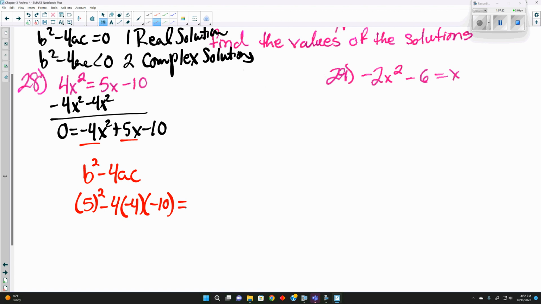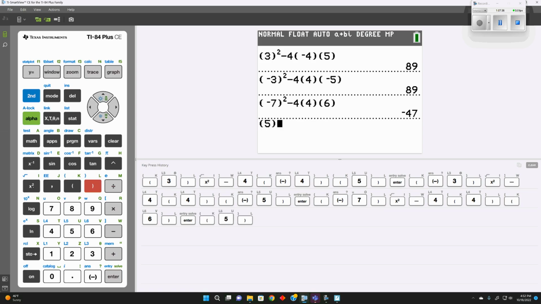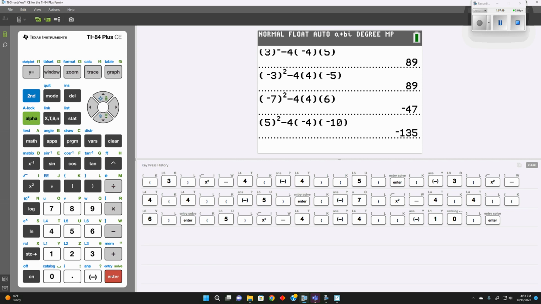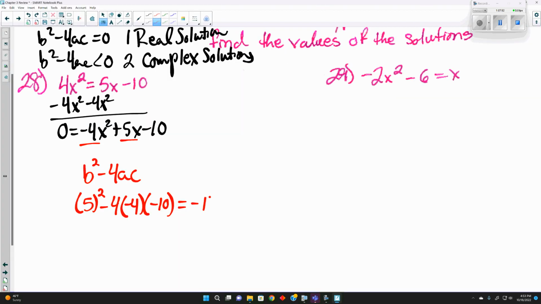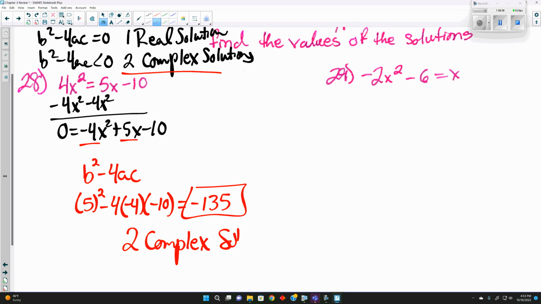Now again, at this point here, we can plug it into a calculator. We can say 5 squared minus 4 times negative 4 times negative 10. Enter, we get negative 135. There's one part of the answer. That is the value, b squared minus 4ac. Now, since it's less than 0, it's negative, we have two complex solutions. That's the other part of our answer, and we are done. That's all we have to do for this one.